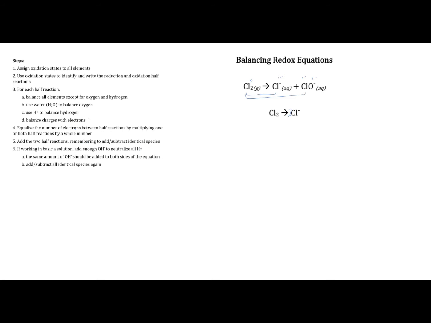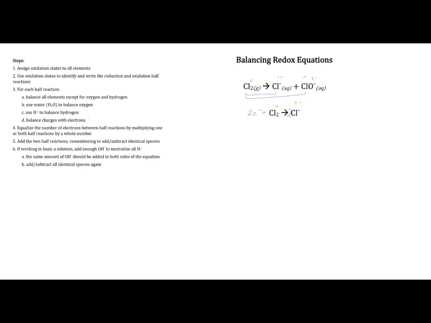Now I need to balance my charges by adding electrons to either the left side of the equation or the right side of the equation. Right now, the left side of my equation is still neutral. It has no charge. And the right side of my equation has an overall charge of -2. That means to balance my charges, I'm going to add 2 electrons to the left-hand side.